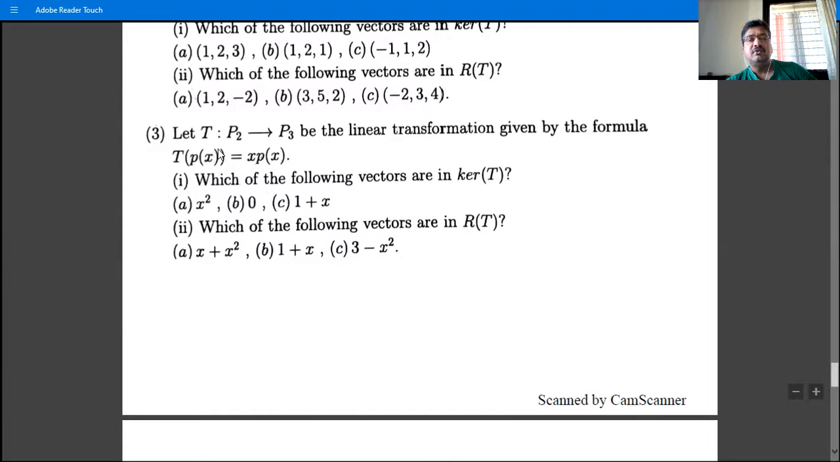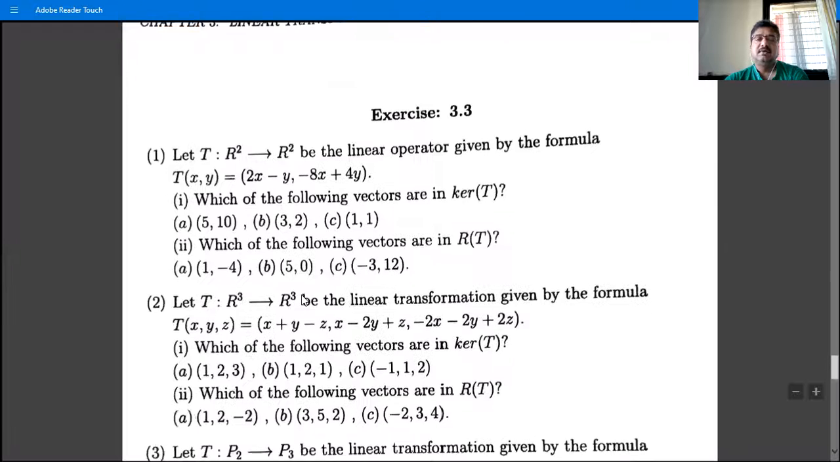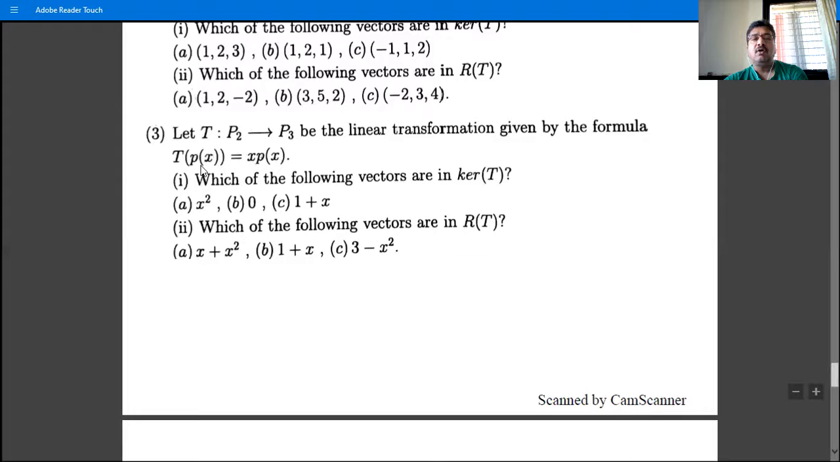What is T of 0? It is x into 0, which is 0. So 0 belongs to the kernel of T, and 0 always belongs to the kernel of T. T of 1 plus x is again not an element of the kernel of T. Then which of the following vectors are in the range of T? So again, this vector belongs to the range of T if it has a pre-image. Suppose p(x) is its pre-image, then we have x into p(x) is x plus x squared, and then find the system and solve the system. Take p(x) as a0 plus a1x plus a2x squared and then solve the system.